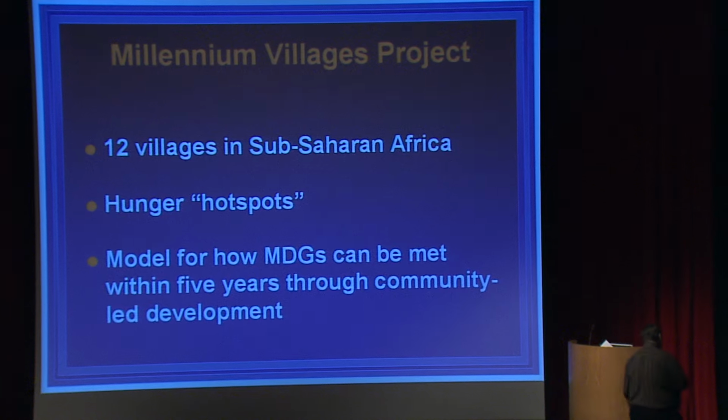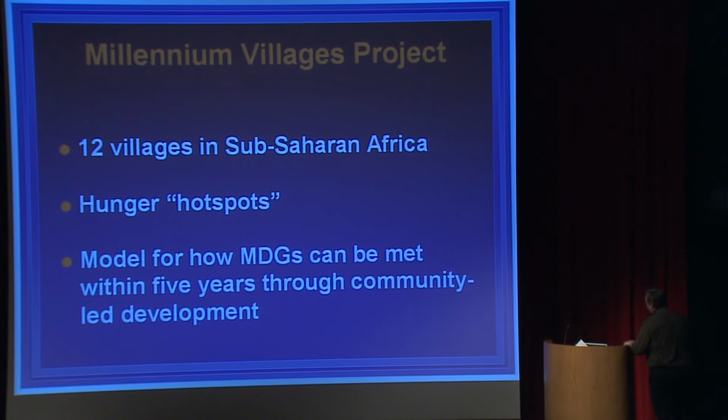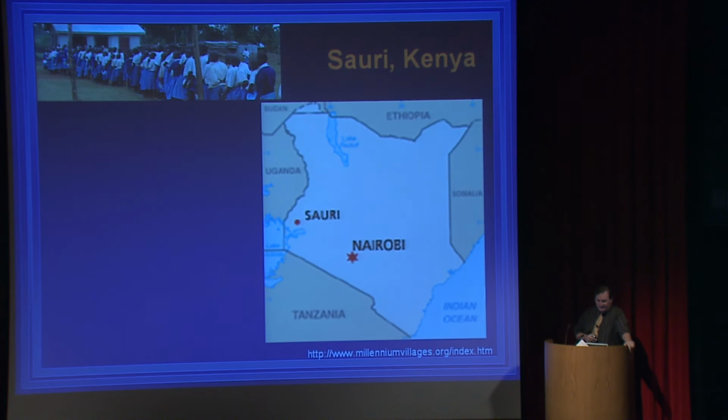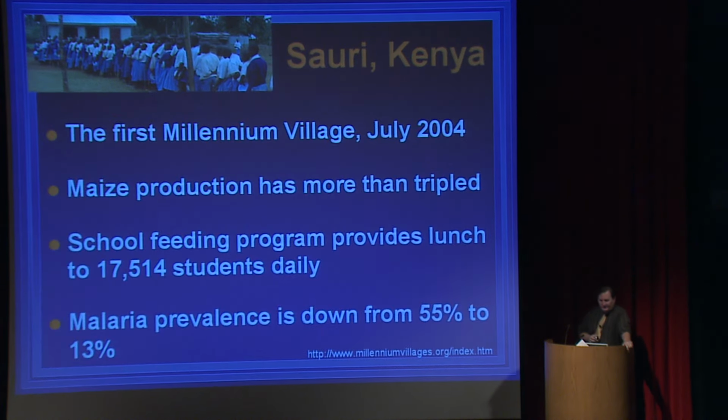And there have been some interesting successes here, although these projects are relatively new, but they have worked in an interesting way. So a particular town, Sauri, in Kenya, and you see where it's located on the map, became one of the first Millennium Development villages. And the results from here have been very interesting.